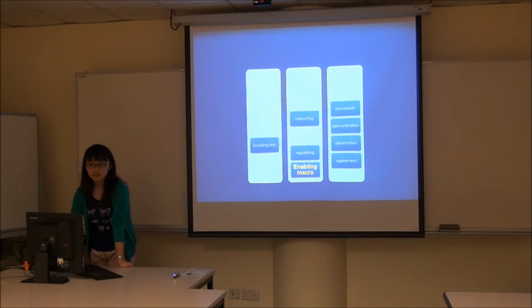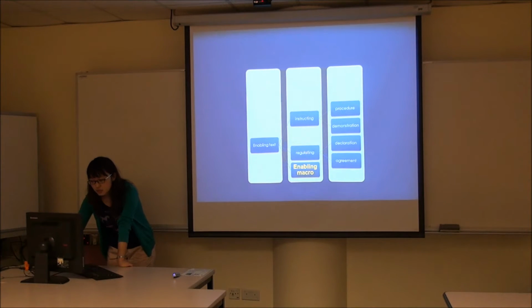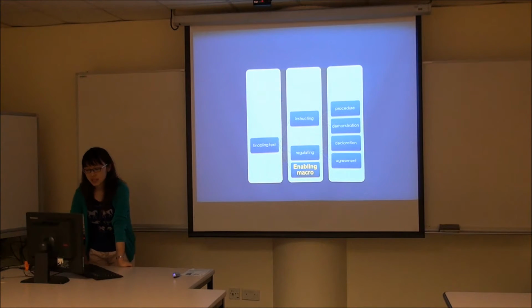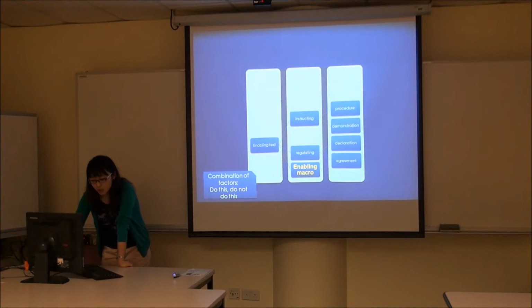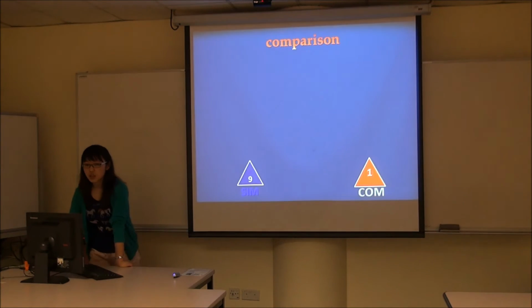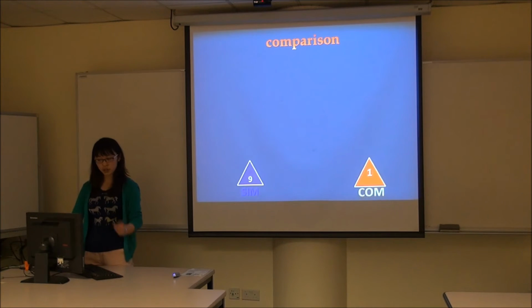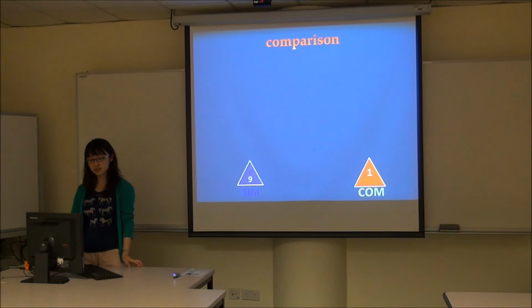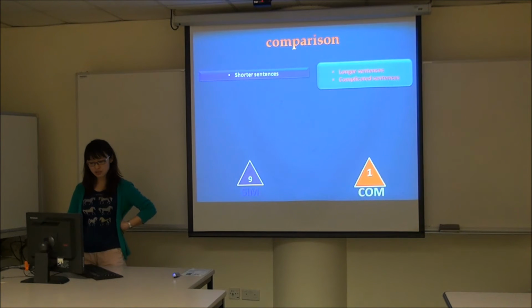I said that these instructional texts belong to enabling texts, and we all know that enabling texts have some subtypes, that is instructing and regulating enabling macro. And what is enabling macro? That is a combination of factors: do this, do not do this, and here we can see more clearly from these complex texts. And I also made a comparison between this simple text and these complex texts.